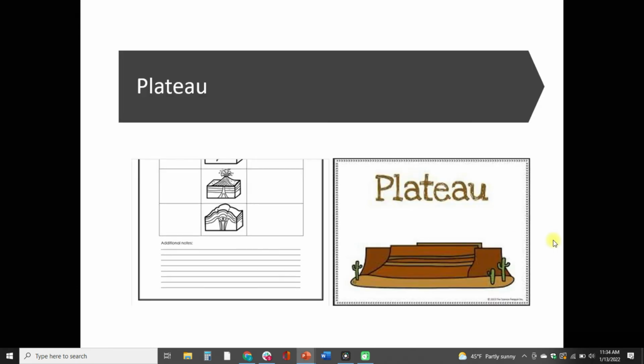Now, at the bottom of your worksheet, there's a spot that says additional notes. In this area, we want to add another mountain that was in your book. It's called a plateau. That's how you spell it. I would like you to draw a picture of it. This is a picture right here. A plateau is basically a mountain that is flat on the top. Pause for just a moment and write plateau and draw a picture. Once you're ready, hit play again, and then we're going to watch a short video on how plateaus are formed.